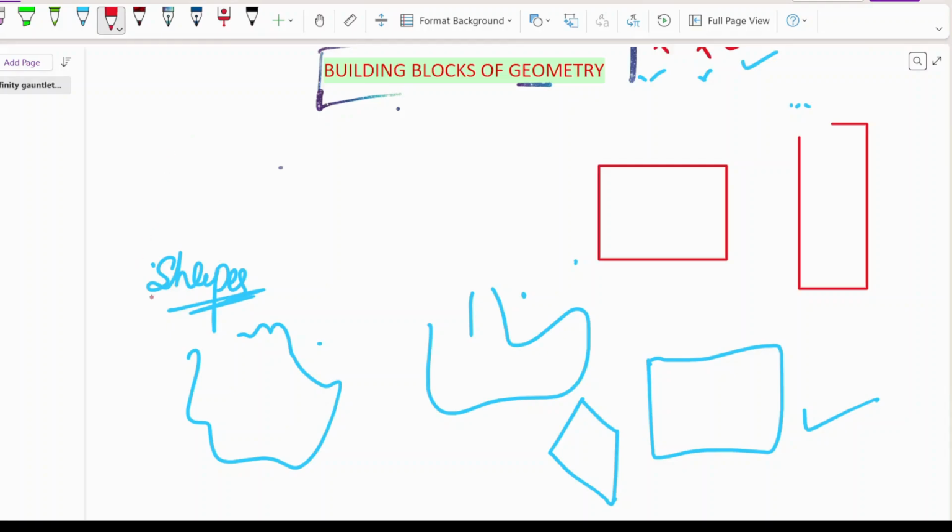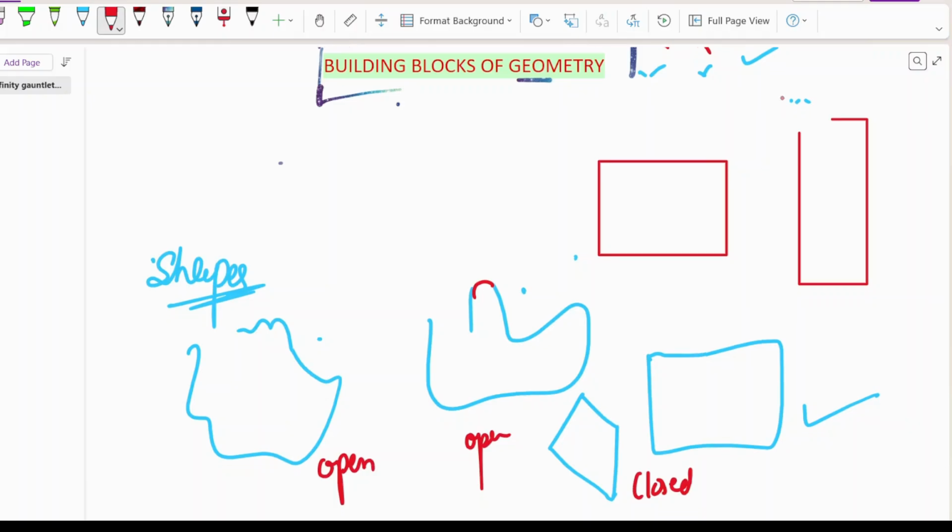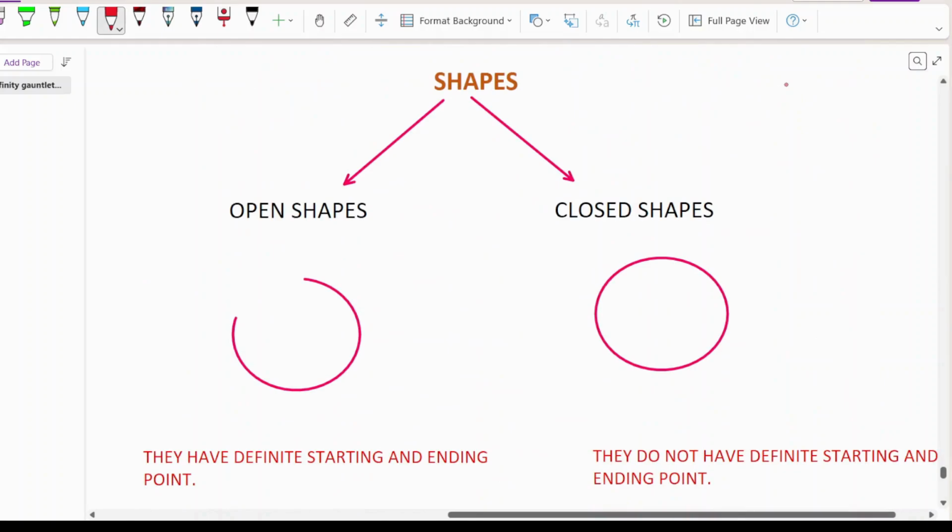Got it? Let's understand. If you look at this figure or this shape, this is an open shape. This is also an open shape. This is closed. It may have some name or not, it doesn't matter. I'm just talking about the appearance of these shapes. So some are open, some are closed. On the basis of this, we have divided the shapes into two parts. Some are open shapes, and some are closed shapes, as you can see over here.